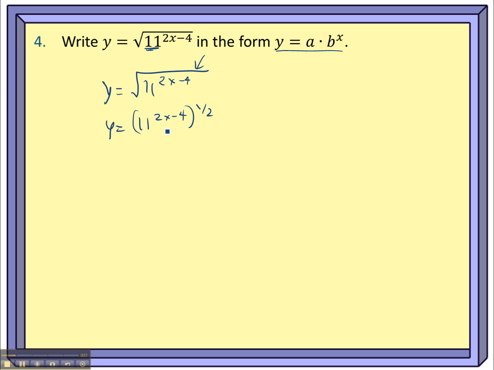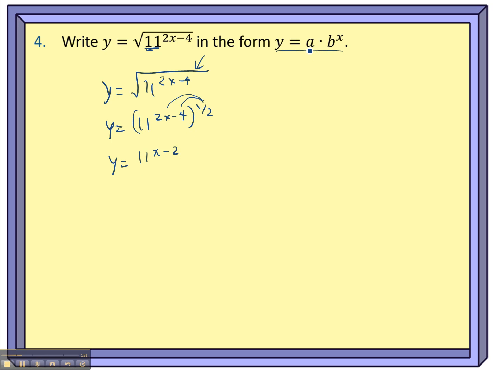And I have a power raised to a power, so the property is that I get to multiply those two exponents. So y equals 11, and I'm just going to distribute this 1/2 through it. So 2x times 1/2 is x, minus 4 times 1/2 is minus 2. So now we're almost there. You can see that we've cleaned it up a whole bunch.